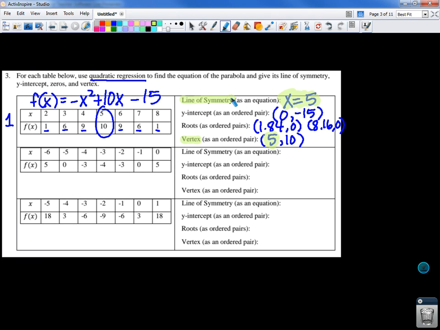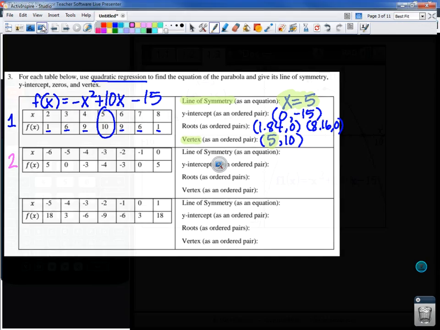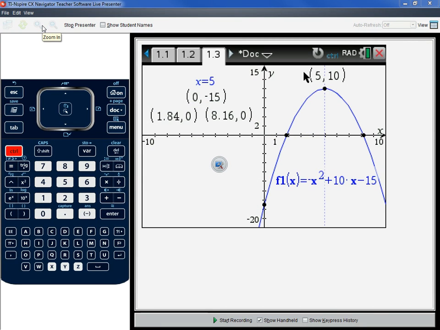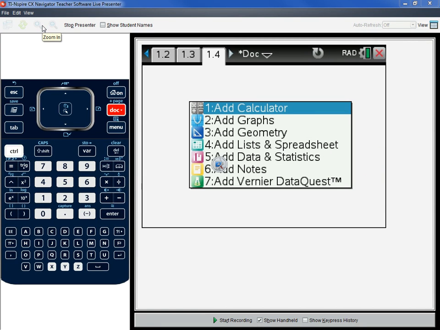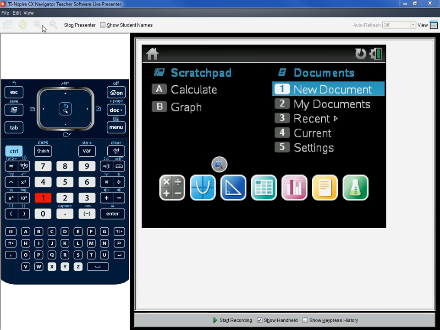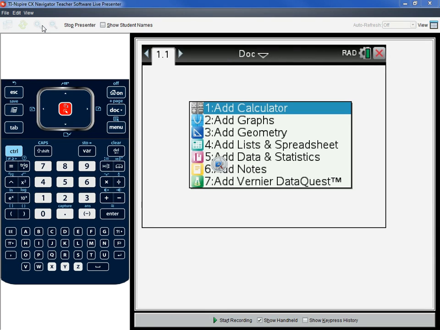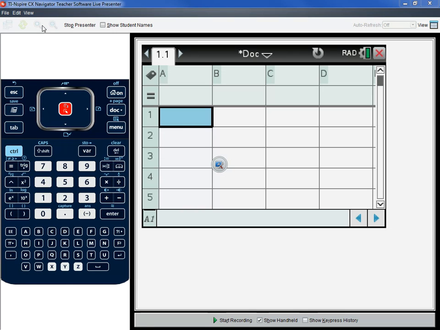All right, let's look at the next one. All right, so this is going to be the second one. So I'm going to add a new page. Actually, on this one, I'm not just going to add a new page. I'm going to add a whole new document. No, not going to save the unsaved document because I need to add a list and spreadsheet. And if my x and y values are already taken, I won't be able to use them again.